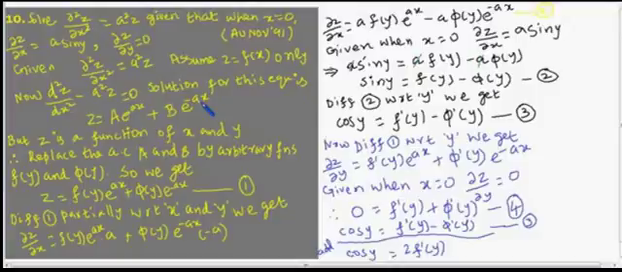So the arbitrary constants will be replaced by arbitrary functions, and z is rewritten as equation number 1. Equation number 1 is differentiated with respect to x and y, and we are getting equation number 2. Equation number 2 is differentiated, and equation number 1 is differentiated once again with respect to y, and we are getting equation number 4. Equation number 4 and 3 are added, and we are getting cos y is equal to 2 f dash of y.